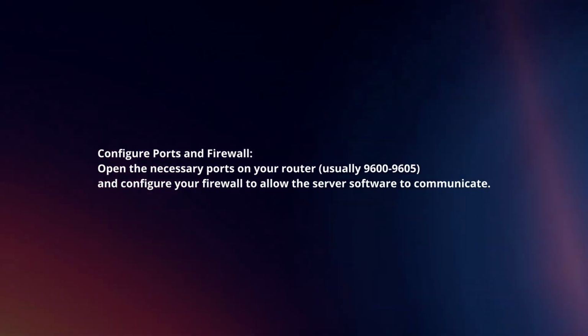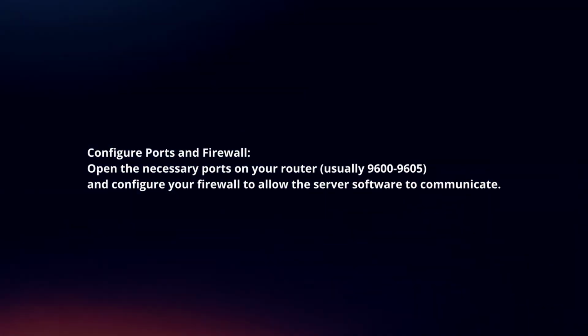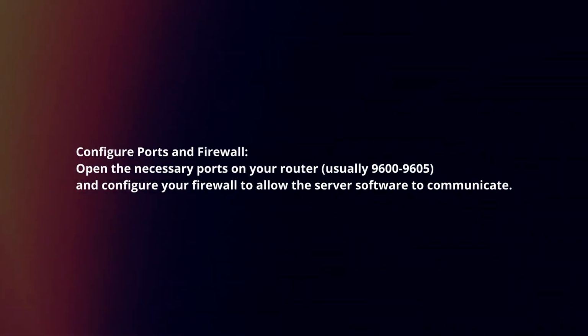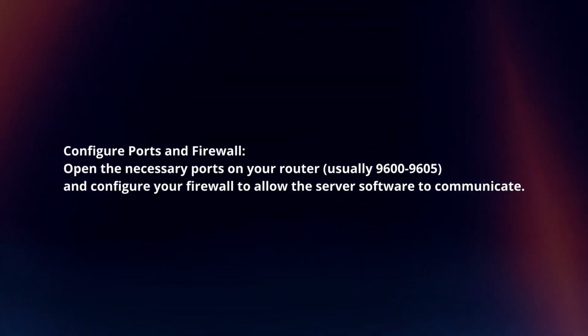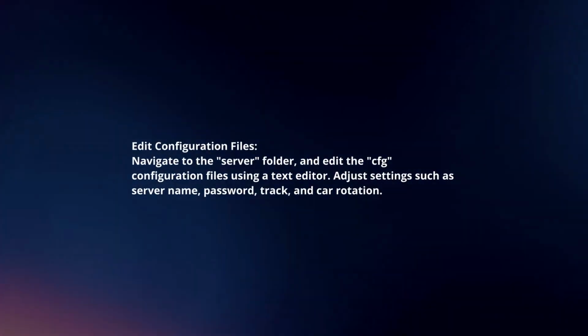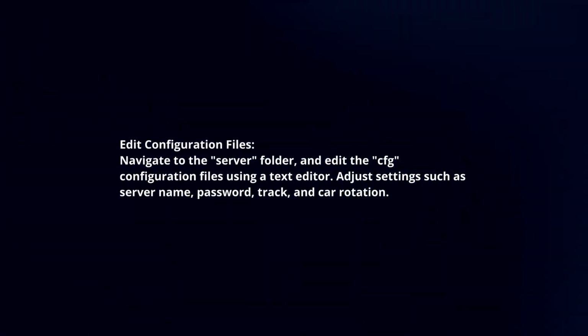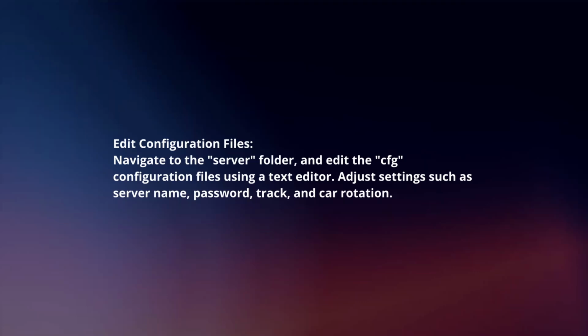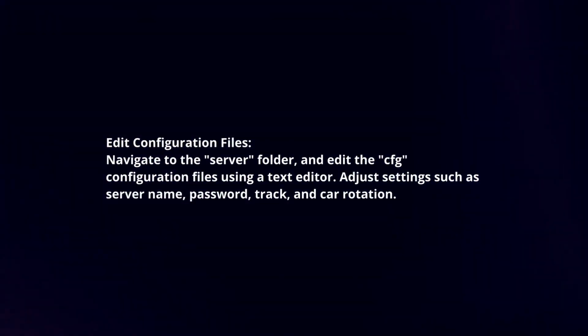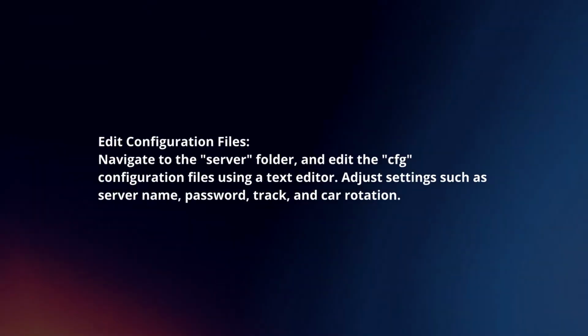Configure ports and firewall. Open the necessary ports on your router and configure your firewall to allow the server software to communicate. Edit configuration files. Navigate to the server folder and edit the CFG configuration files using a text editor. Adjust settings such as server name, password, track, and car rotation.